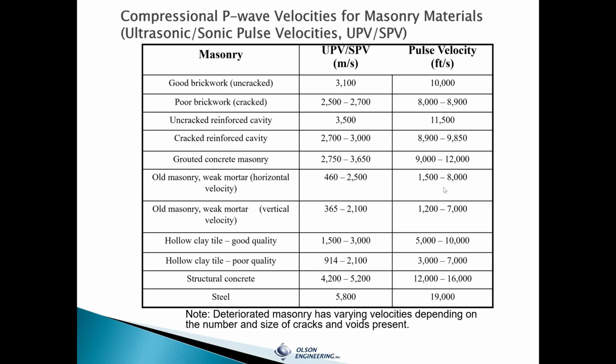And obviously, multiple widths of bricks is what's involved in most walls. There'll be more than one width of brick, if you will. And then the typical range for concrete, we'll talk a little bit about that, is 12 to 16,000 feet per second. And steel is virtually a constant at 19,000. But deteriorated masonry has varying velocities because it depends on the number and size of cracks and voids present, the bonding at all these collar joints.